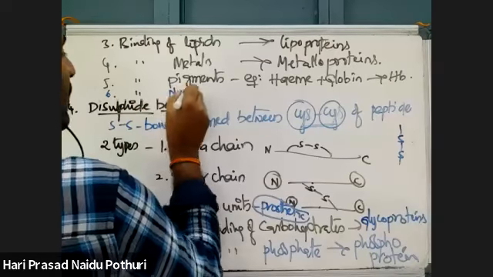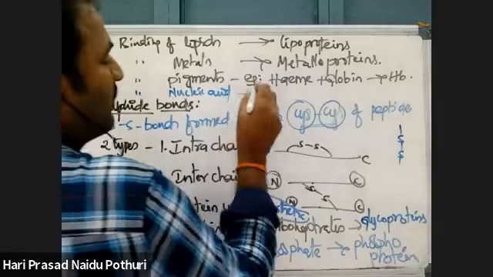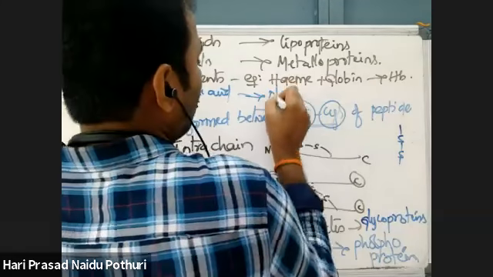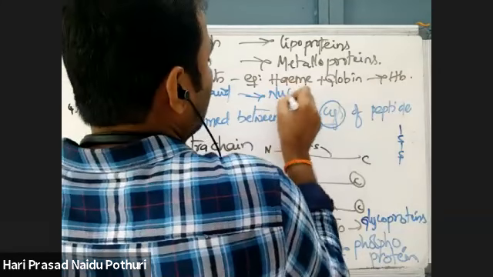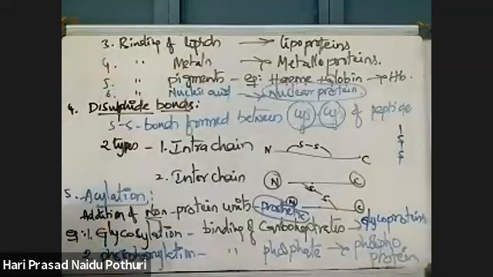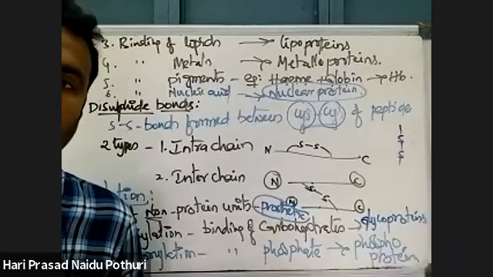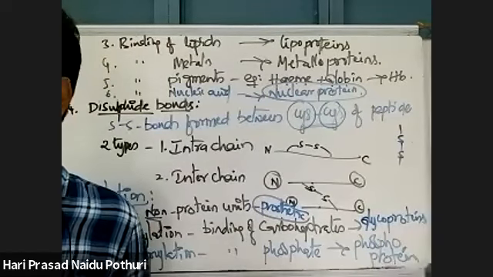Sixth one, binding of nucleic acid. There is formation of nuclear protein. Tell me an example of nuclear protein. Protein plus nucleic acid gives nuclear protein. Give me an example. Anyone?